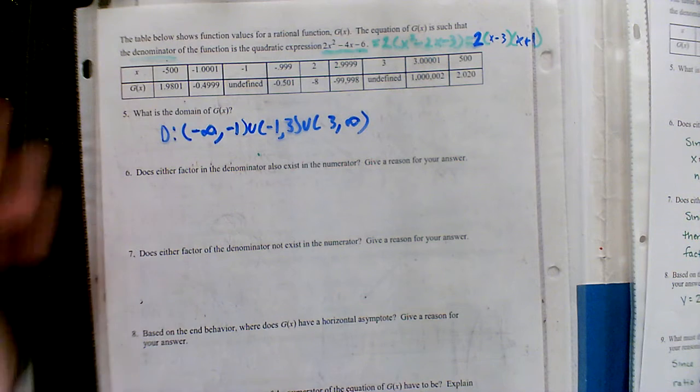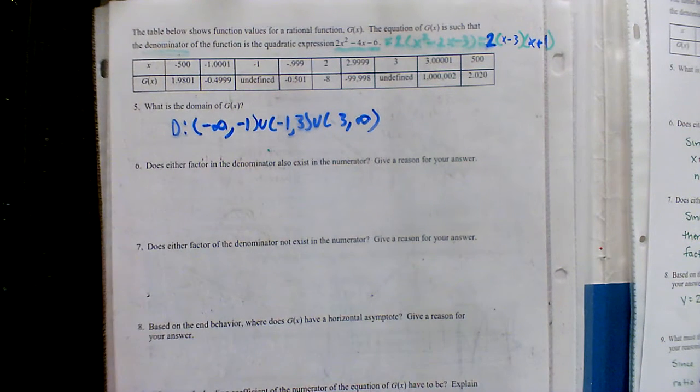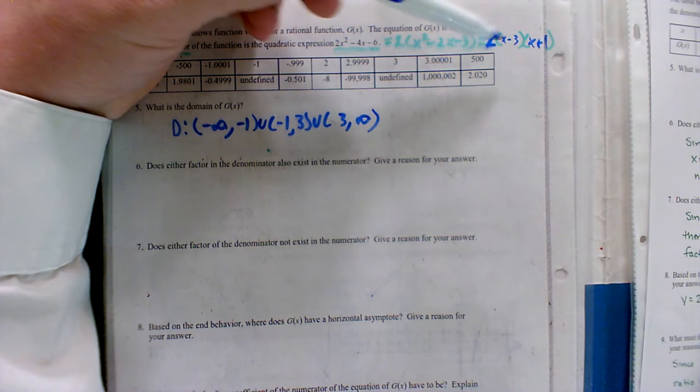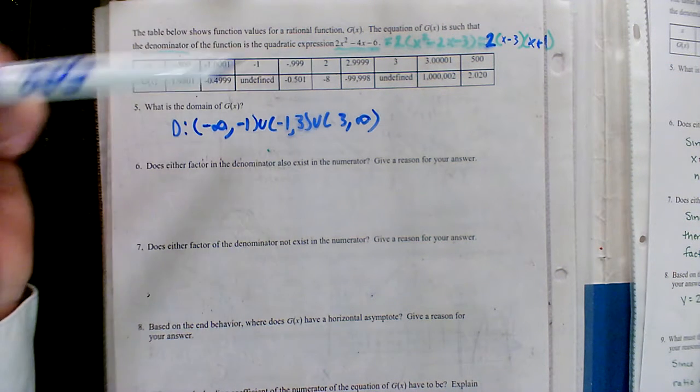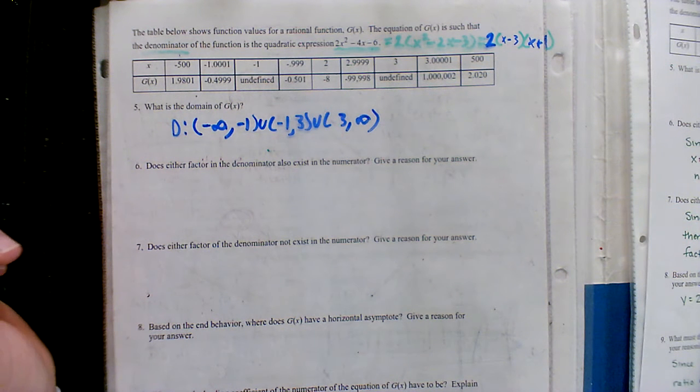Alright, does either factor in the denominator also exist in the numerator? Give a reason for your answer. So look at your factors that we factored at the top. Remember, these are the denominator factors up here. And then look at your table and try to determine if any would be in the top and bottom. Rebecca?